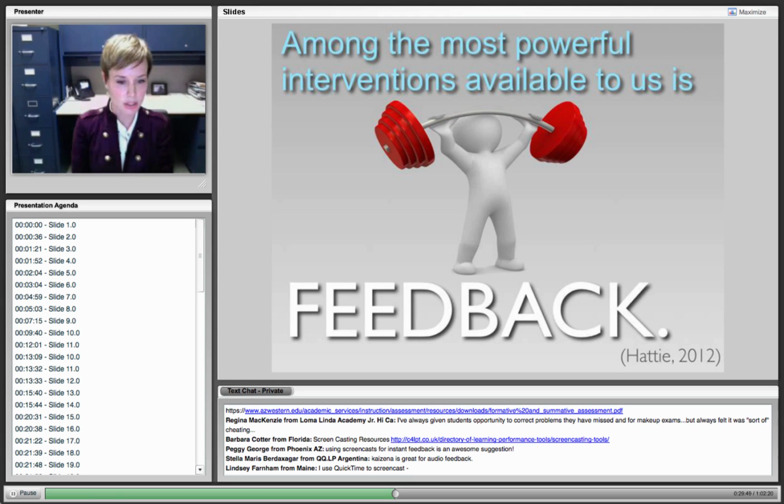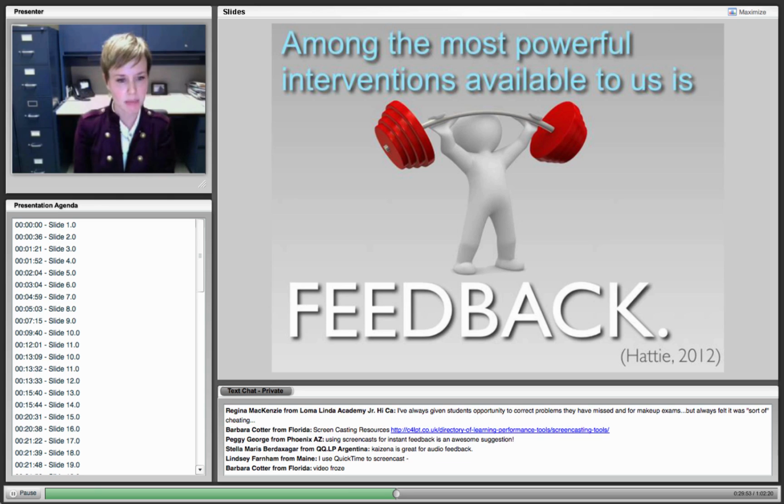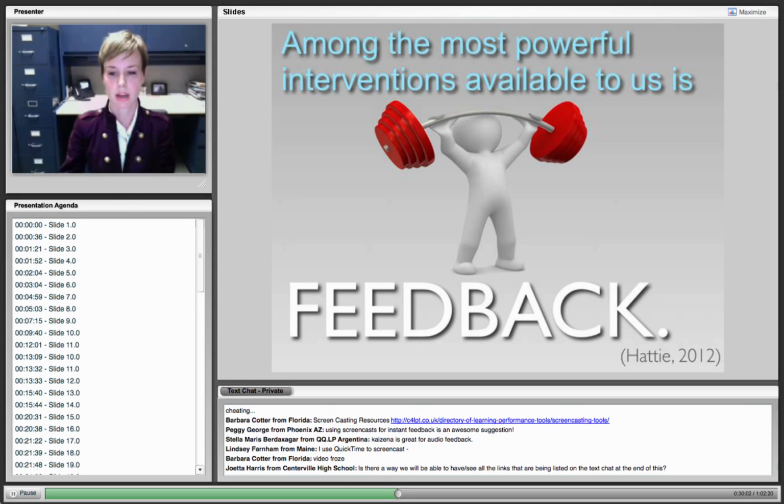And Lindsay is saying she uses QuickTime feedback. I don't know Kzena for audio feedback. Those of you who are using Canvas as your learning management software, there are lots of ways to use screencasting to give feedback.